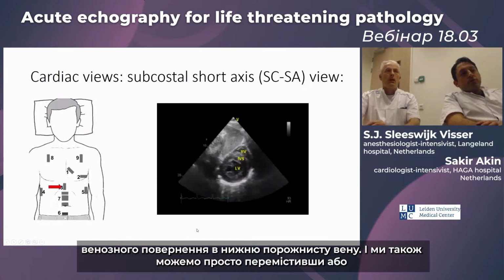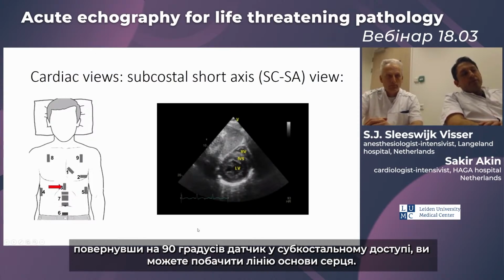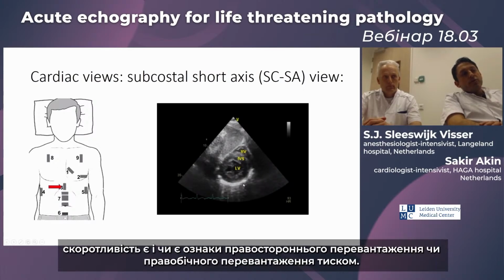And we can also, just by turning the probe around 90 degrees in subcostal view, see the base of the heart, so the axial short axis view of the left ventricle and the right ventricle, and see what the contractility is and whether there are signs of right-sided overload or right-sided pressure overload.